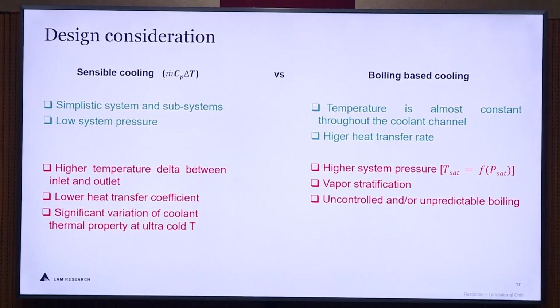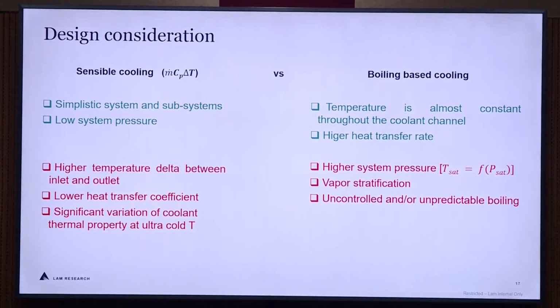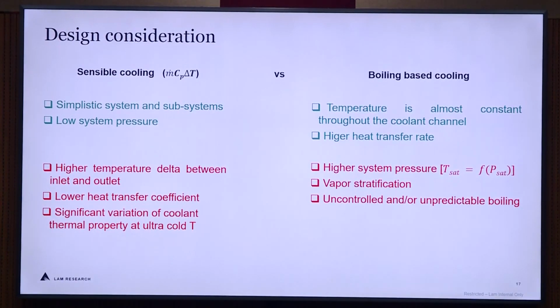And for the boiling based cooling system, the temperature is almost constant. That's the best part: if the pressure is constant, the temperature variation is almost constant. Higher heat transfer rate, that we have already seen, can extract more and more heat from the system without changing the coolant temperature much. But the challenge is that if my system pressure is varying, then my saturation temperature is varying along the cooling loop, and that creates temperature non-uniformity.